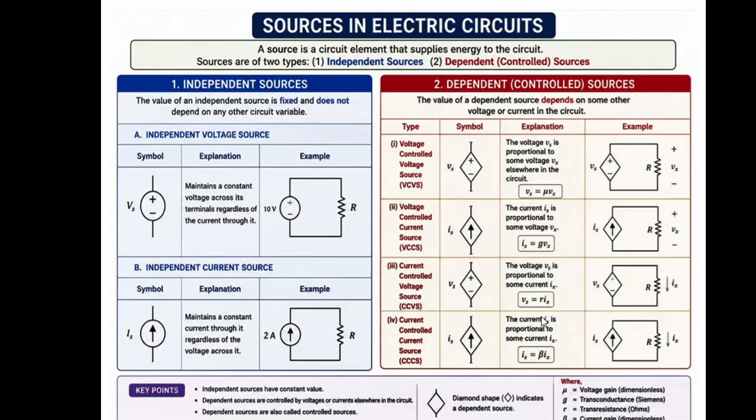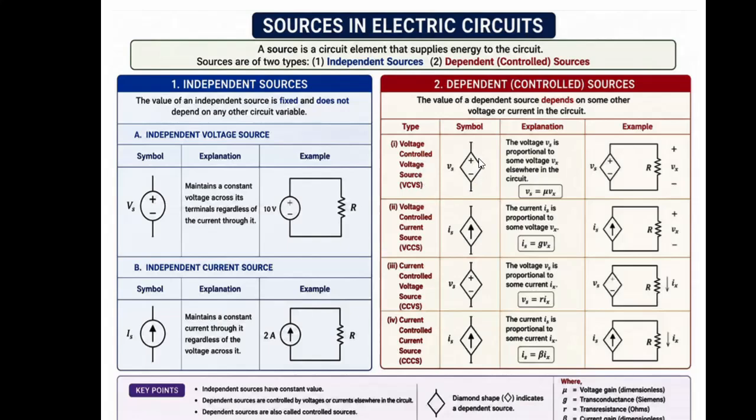So how are we going to represent this dependent source? The dependent source is represented in a diamond shape. If it is a voltage controlled voltage source, we represent the plus and minus symbols in the diamond shape. Similarly, for a voltage controlled current source, in the center you have to mention the arrow mark, and outside we mention the Is. Now, first we will see what is the voltage controlled voltage source.